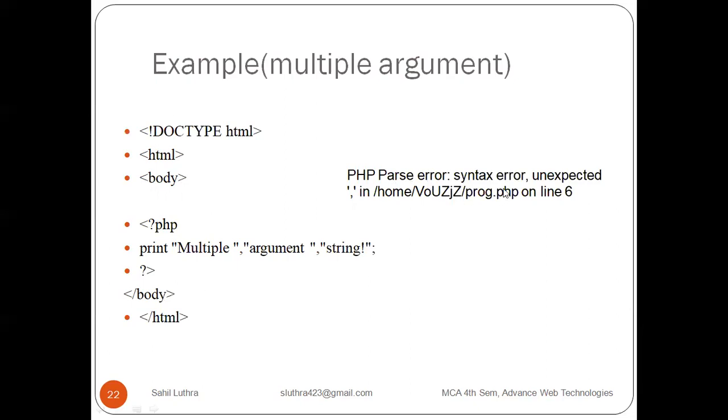PHP parse error, syntax error, unexpected, in home, vouzjprog.php on line 6. What it means is, because I previously told you that the print function can take only one argument at a time. If we pass multiple arguments to it, then it will generate an error. So in this program, we pass multiple arguments to the print function. As a result of this, it gives an error to us.